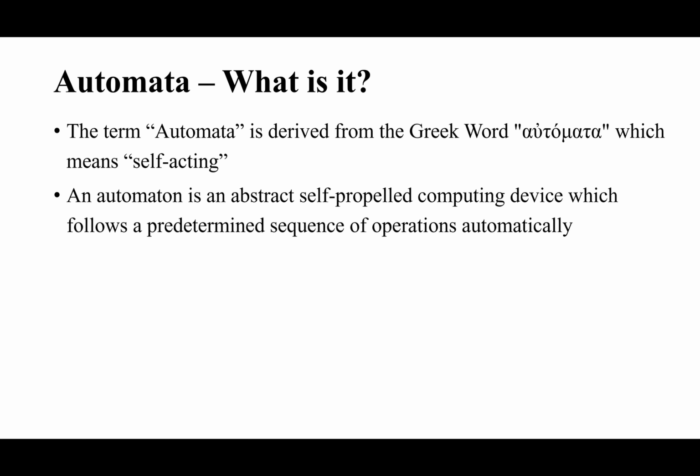Next, we are going to see what is automata. The term automata is derived from a Greek word which means self-acting. So the automaton is an abstract self-propelled computing device which follows a predetermined sequence of operations automatically. This automata theory deals with the logic of computation with respect to simple machines, which are referred to as automata. Automata is the plural word and automaton is the singular word.